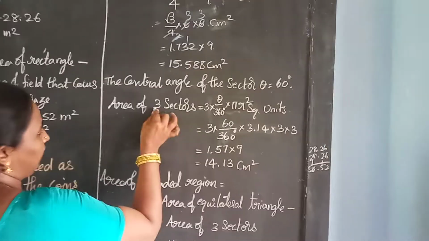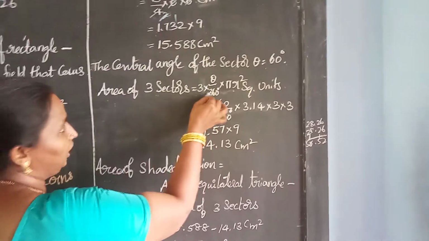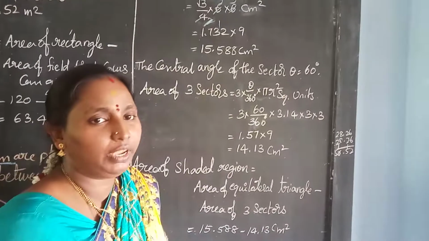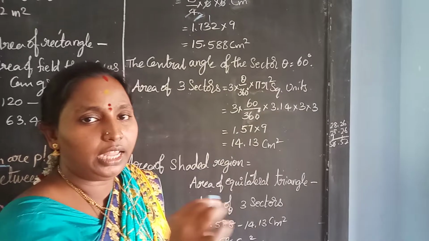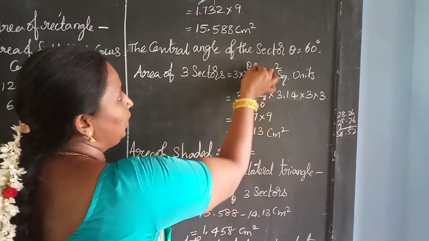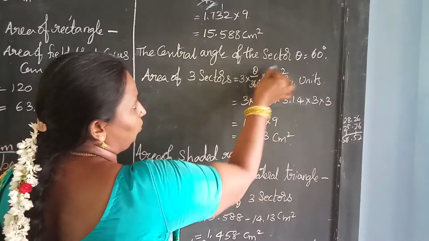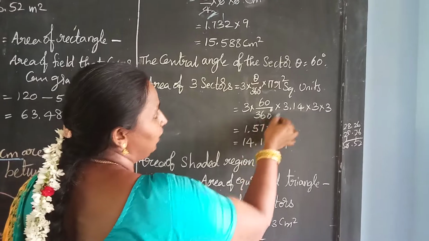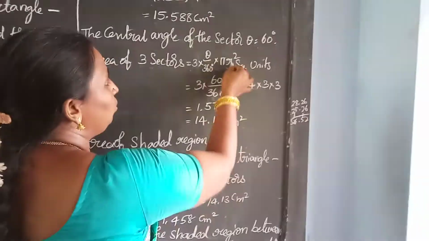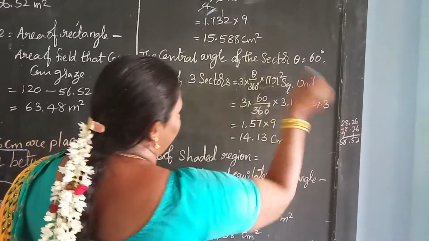Area of three sectors. Three sectors are there, so three sectors equal 3 into, what is the area of a sector when the central angle is given? Area of a sector is theta by 360 into pi r square units. So 3 into theta by 360 into pi r square units. 3 into theta, which is 60 degree, divided by 360 into the pi value they gave, 3.14, into the radius of the sector, which is 3, into r square, 3 into 3.